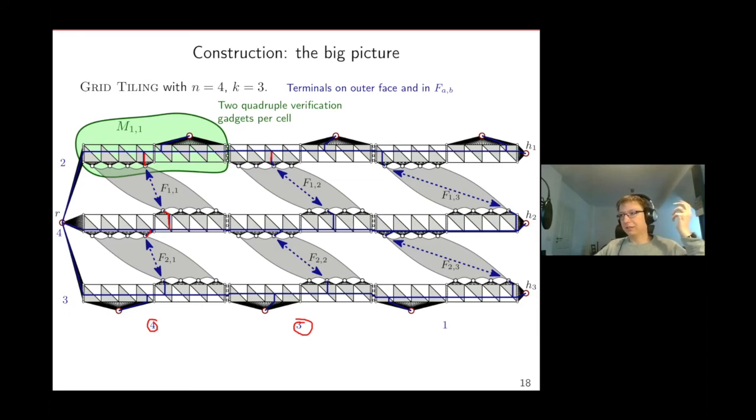So I hope that the big picture kind of makes some sense. The hard part is really now to create these gadgets F. And they have to be very special. They have to communicate an n-ary choice, right? So if this vertex is in the tree, then I want this other vertex to be in the tree.